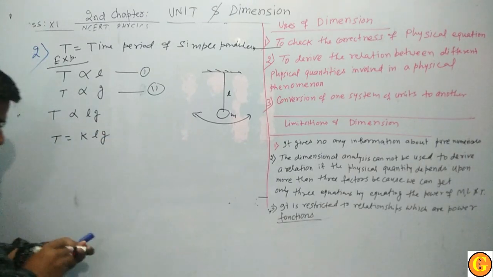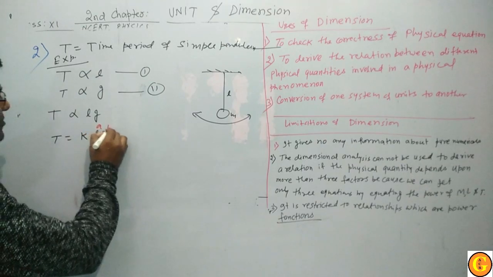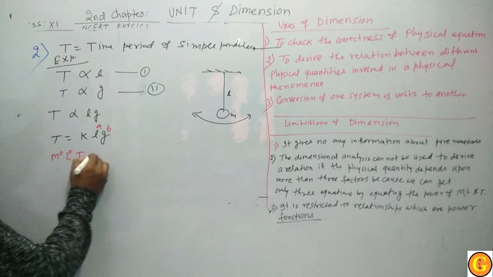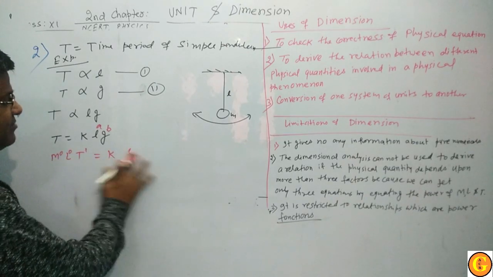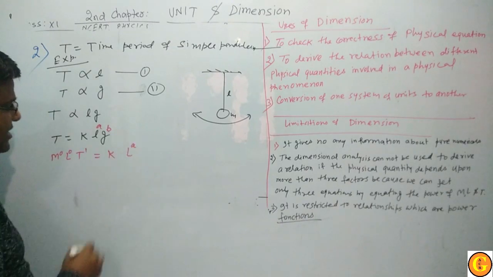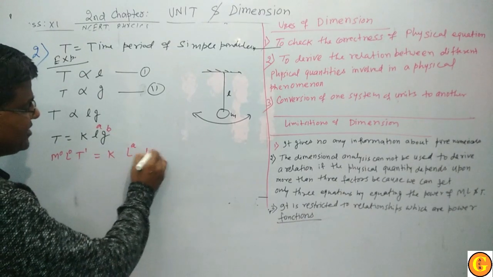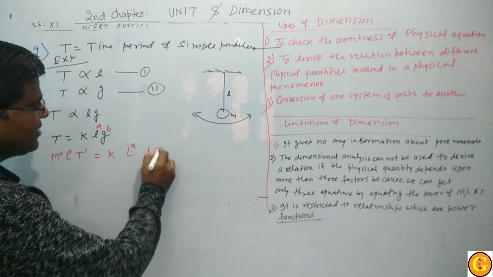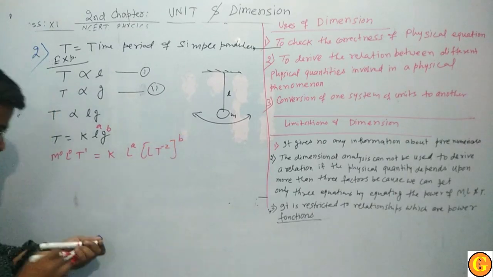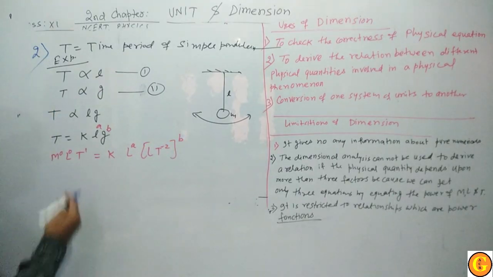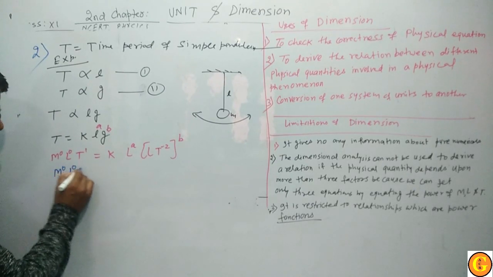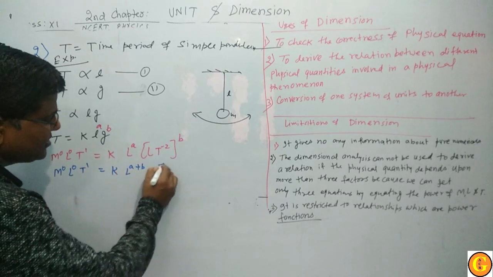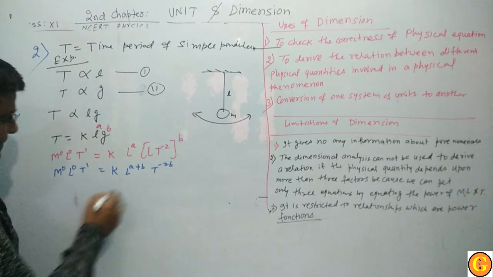Then you consider powers a and b. As you know, the dimension of time is M^0 L^0 T^1. k is a constant. L means length, so its dimension is also L. Then g has dimension LT^-2, and the power becomes b. Now the left side is M^0 L^0 T^1, equal to k L^(a+b) T^(-2b). Just compare the powers.